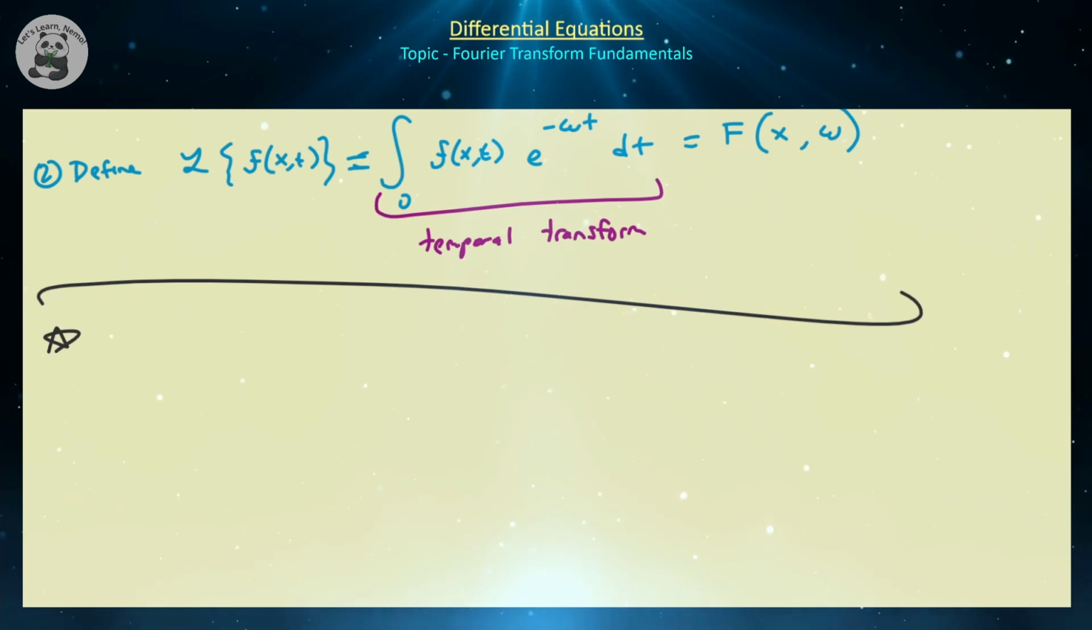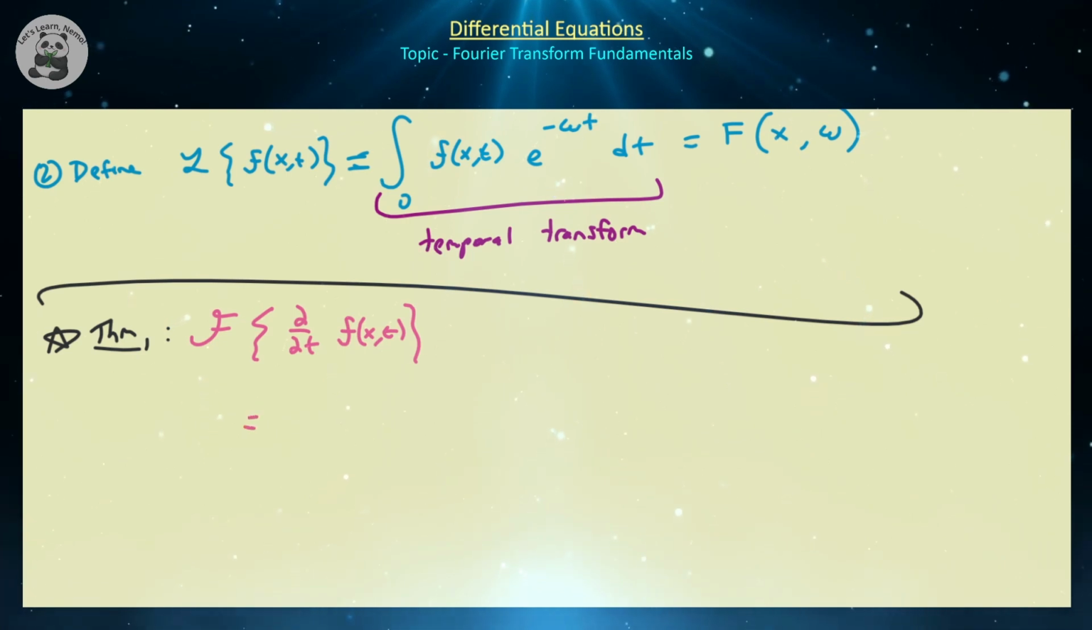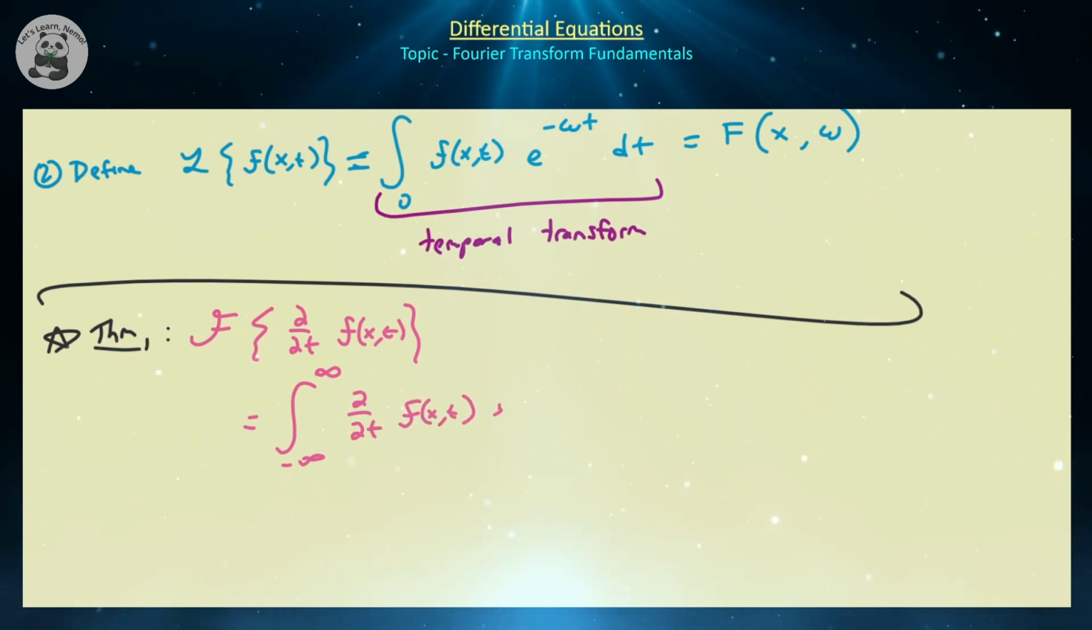So here are some very beautiful theorems. Theorem 1. What is the Fourier transform of the partial derivative of a multivariable function with respect to our time variable t? By definition, this is equal to the integral from minus infinity to infinity of the partial derivative with respect to time of f(x,t) times e to the minus 2 pi i psi x dx.